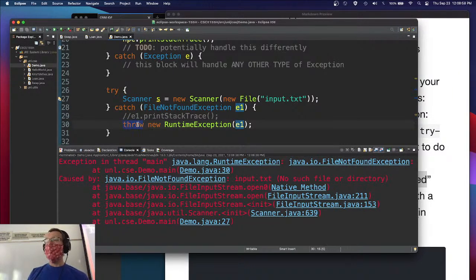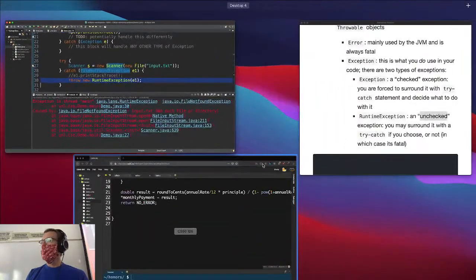I've just caught it because I had to catch it. I don't know what to do with it because there's no way that I can reasonably recover from a file missing, and so I'm going to just simply throw it back at you. Catch and release my fish. Right? Throw it back at you.